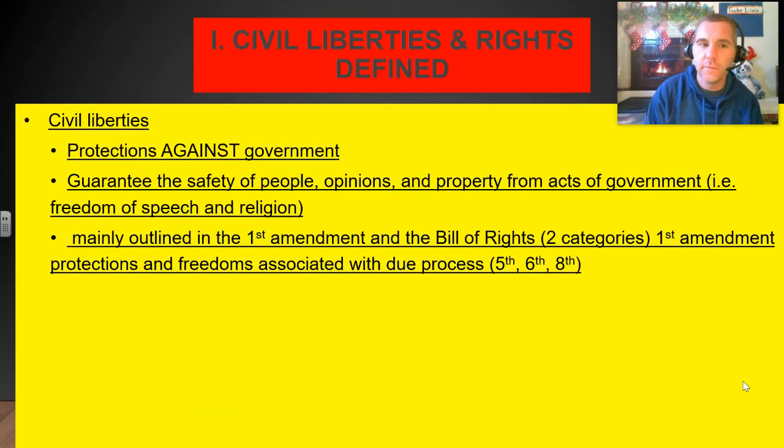Talking about civil liberties. Civil liberties are protections against the government. Civil liberties are protections that basically give us freedom from the government, if you will. The idea that the government cannot impose upon these, that's civil liberties. They're mainly outlined in your Bill of Rights and your First Amendment. And again, you have your First Amendment protections, and then you have protections that are given more or less to give you due process. So there's two categories.